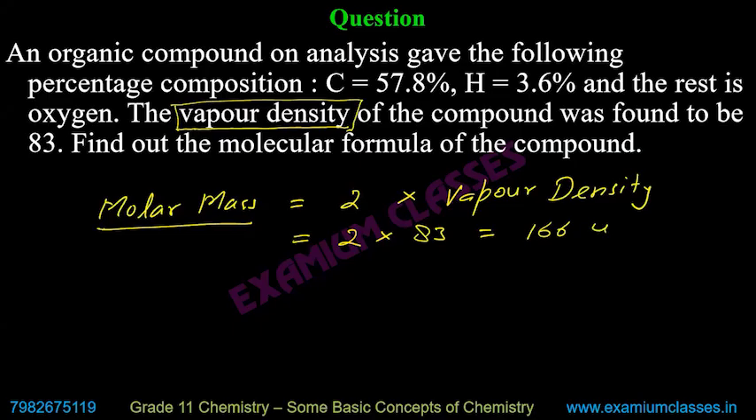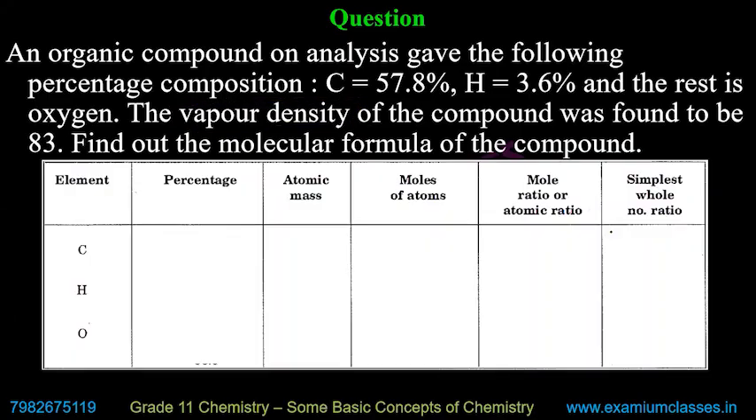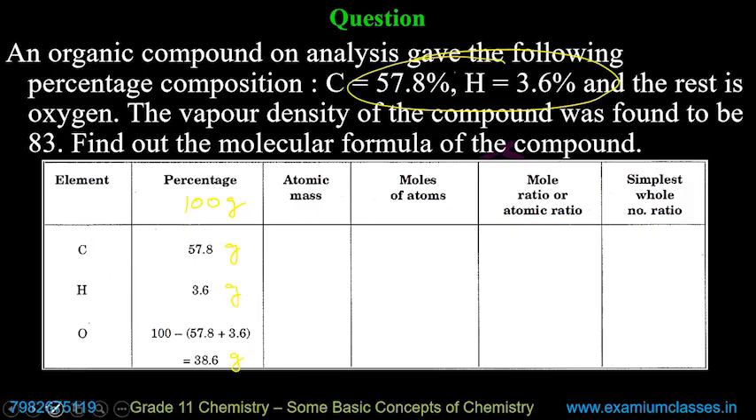So molar mass you will calculate. After that, it is same thing what you were doing. You will draw the table, write the percentages of carbon, hydrogen and oxygen. Oxygen will be 100 minus sum of these two, so it will be 38.6. Out of 100 grams, you will have 57.8 grams, 3.6 grams, 38.6 grams. You will follow the same approach. Atomic masses of carbon, hydrogen, and oxygen are 12, 1, and 16.